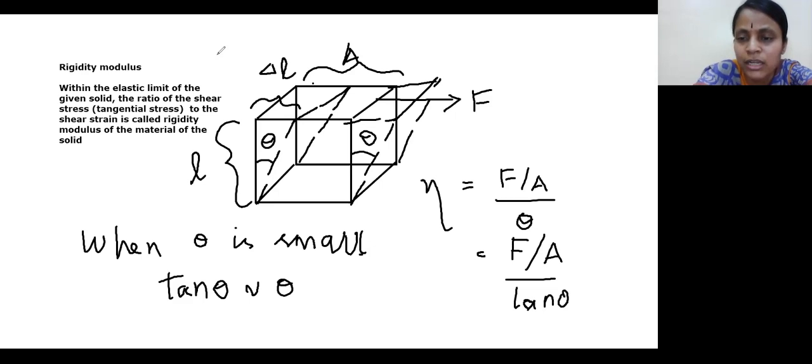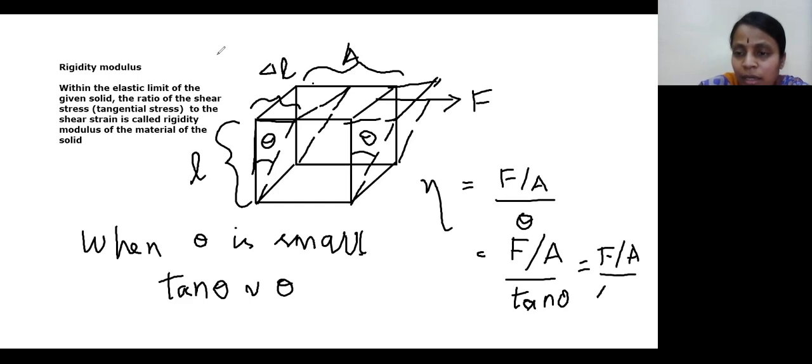Is that clear, children? Now from the triangle that is formed over here, if I'm going to find tan theta, it's going to be del L upon L. So obviously my rigidity modulus is going to become F by A divided by del L upon L. So this is what is going to be your rigidity modulus, also going to be measured in Newton per meter square. So Young's modulus, Poisson's ratio, sigma, bulk modulus kappa, and rigidity modulus eta.